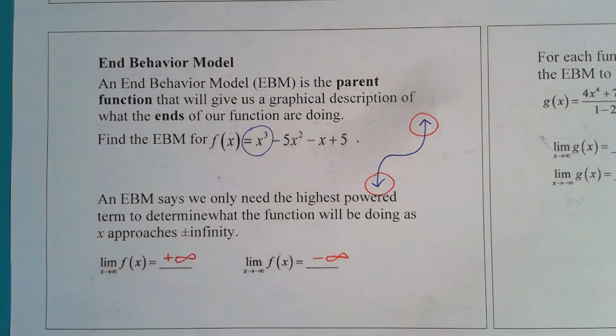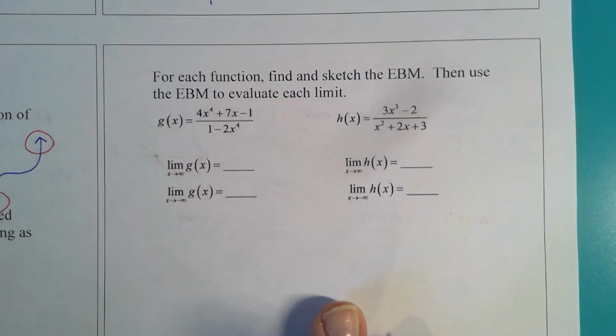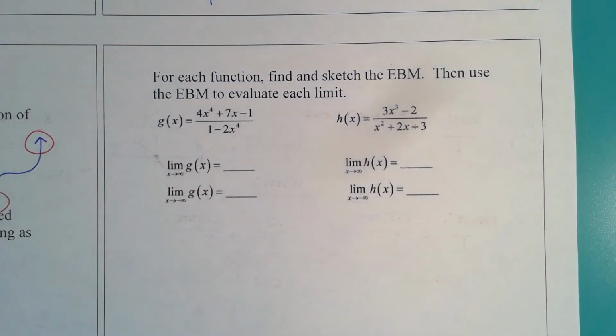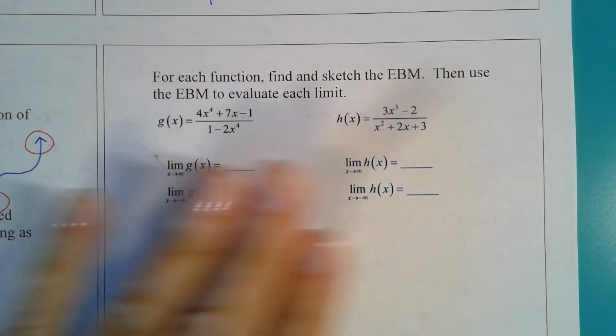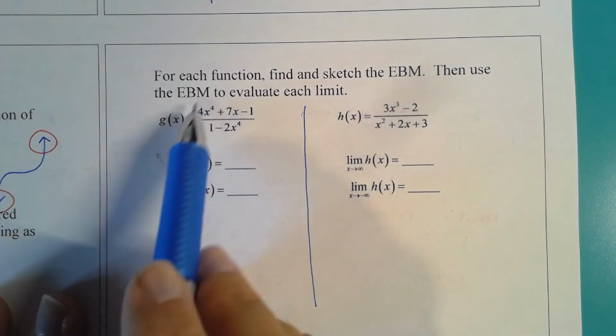So you know that. But there are parent functions. An end behavior model is just going to help us determine what the ends of the function are doing. Well, let's take it a step further, right? We can do it for polynomials. Let's do it for rational functions. It says for each function, find and sketch the end behavior model. I'm looking for a very simple graph. Then use your graph to evaluate each limit. So I've got two separate problems here. Let's take a look at this one.